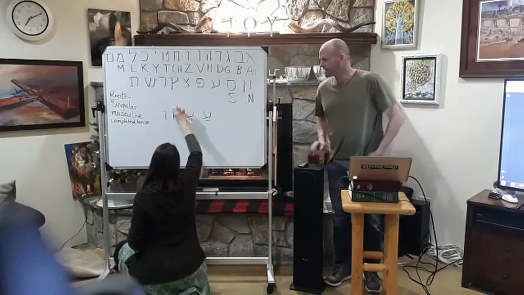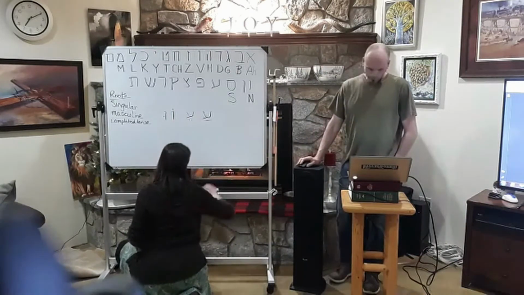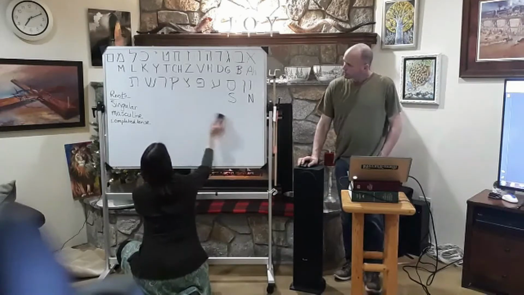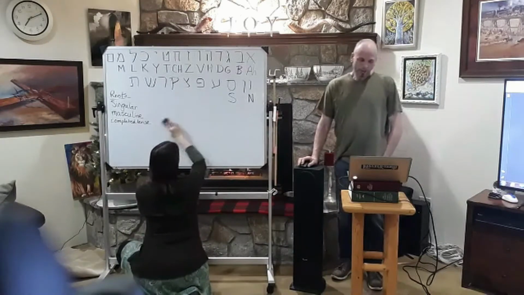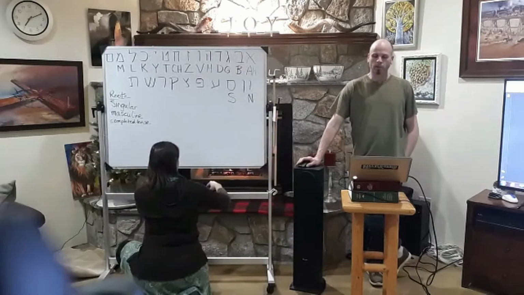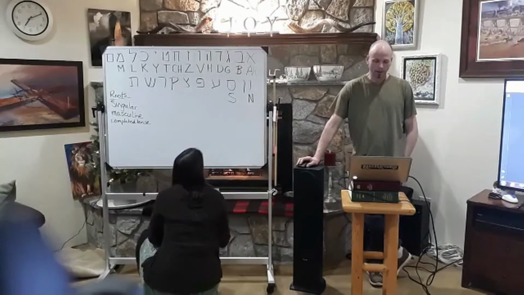The vav becomes an O with a dot above it. It becomes an oo with the dot beside it. Those are what we mean when we say vowel points. I have just a little section in the book that talks about why we don't use vowel points and a little bit of the history of them, if you just want to read on that.